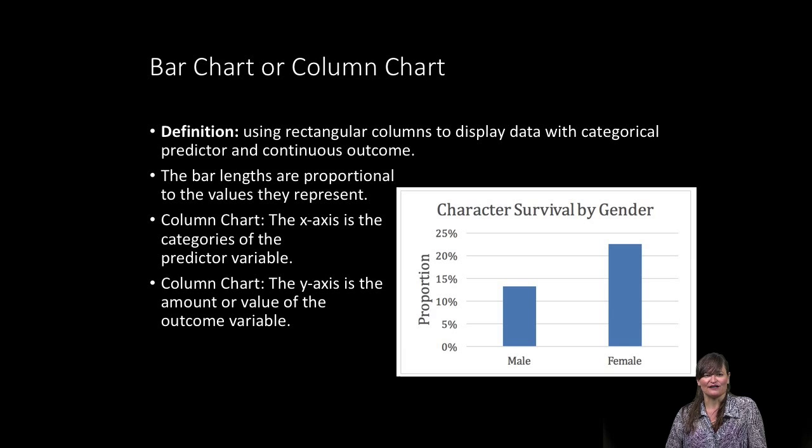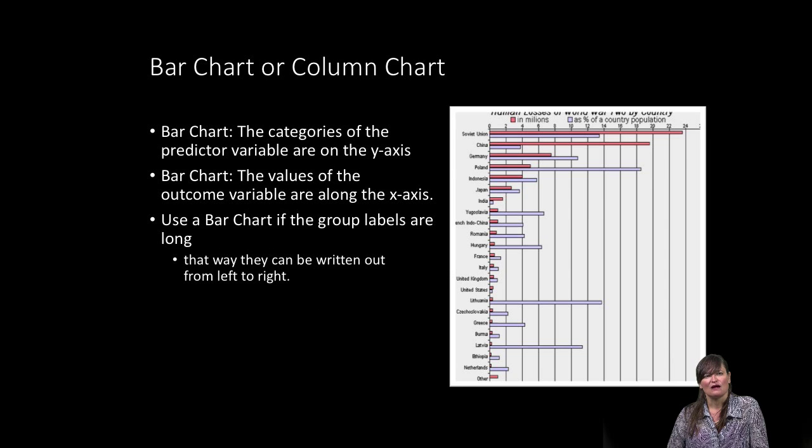For a column chart, the x-axis is the categories of the predictor variable. The y-axis is the amount or the value of the outcome variable. For the bar chart, the categories of the predictor variable are on the y-axis, and the values of the outcome variable are along the x-axis. So how do you decide whether you're going to use a bar chart or a column chart? You tend to want to use a bar chart if the group labels are long. That way they can be written out and you can read them from left to right.